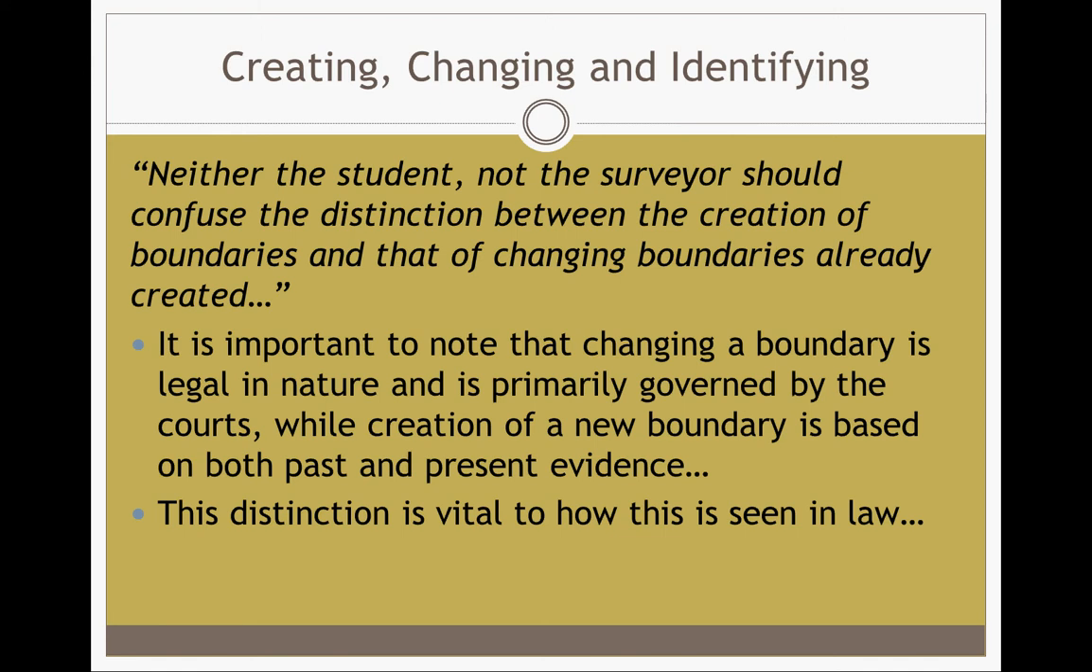While the creation of the new boundary is based on both past and present evidence and can be done by the surveyor. So when you create a boundary, that's surveyor approved. When you change a boundary, that's court approved only. You cannot go and change a boundary as a surveyor. And this distinction is vital to how this is seen in law. All of your court cases, the precedent is a changing of a boundary cannot be performed by a surveyor, period.